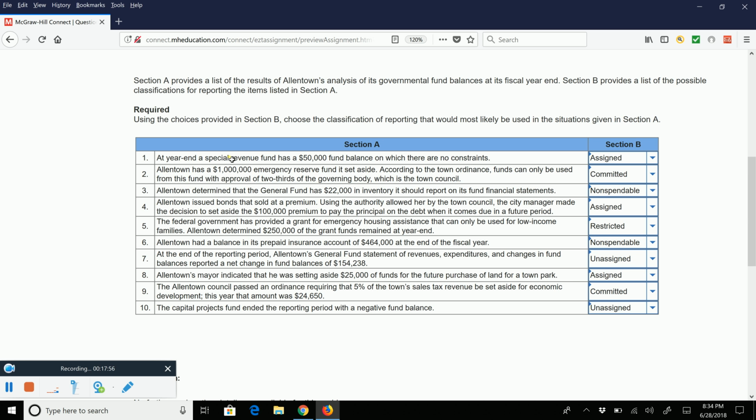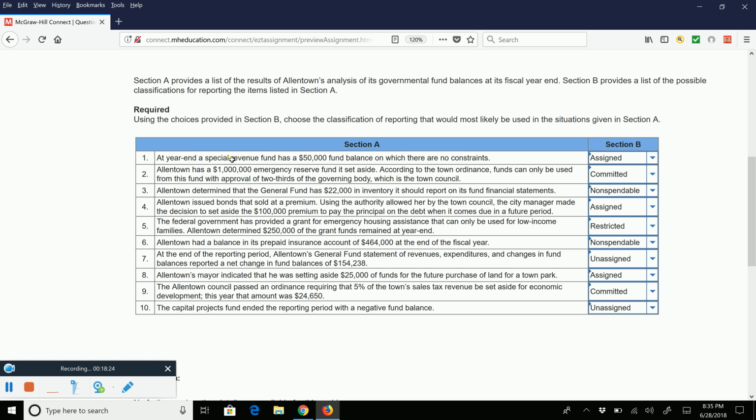It should report on its fund financial statements. Well, that inventory is not a liquid asset, so we're going to have a corresponding amount in non-spendable fund balance. Number 4, Allentown issued bonds that sold at a premium. Using the authority allowed her by the town council, the city manager made the decision to set aside the $100,000 premium to pay the principal on the debt when it comes due in a future period.